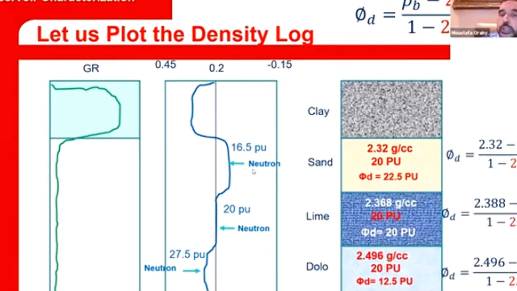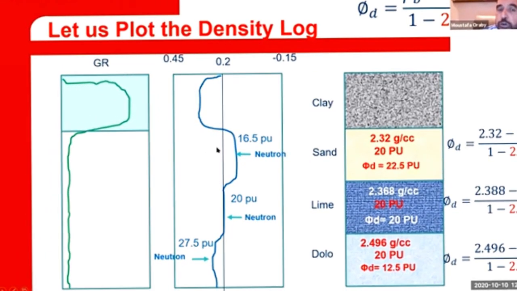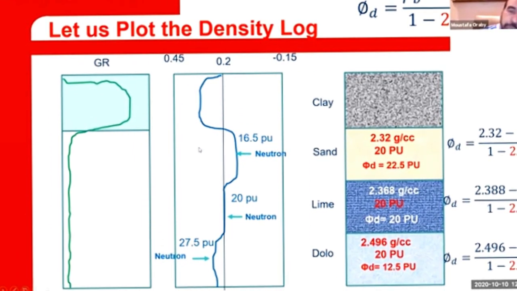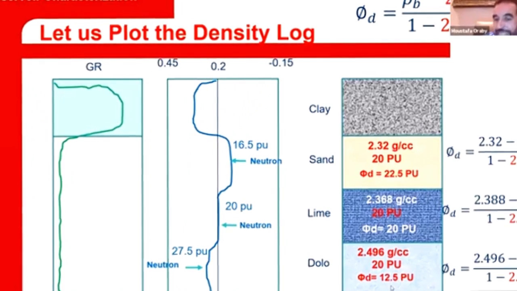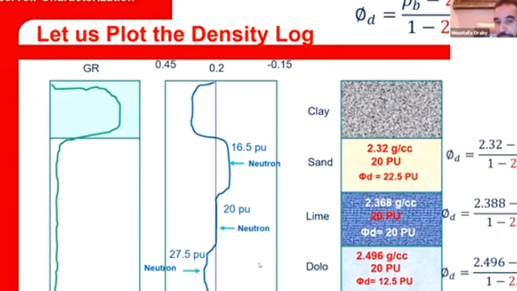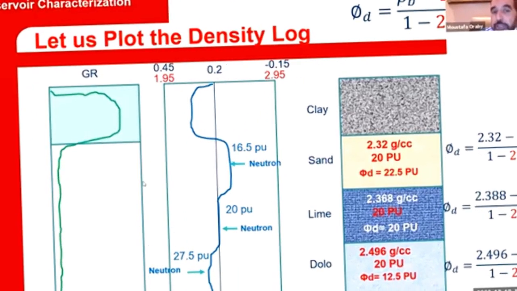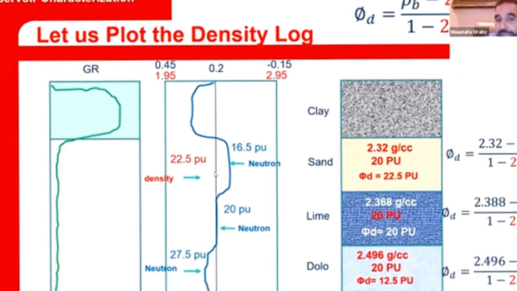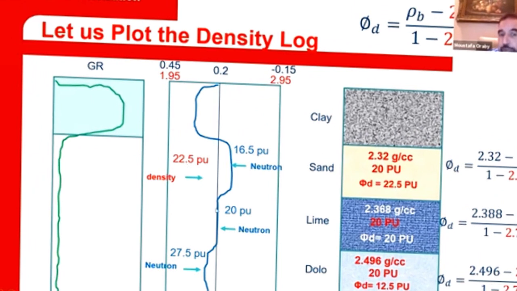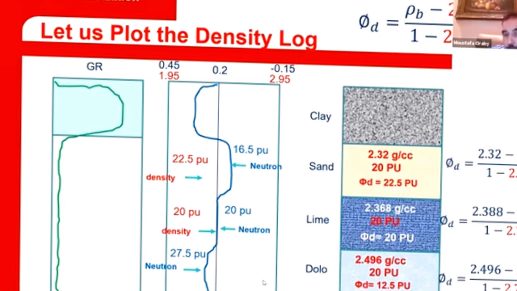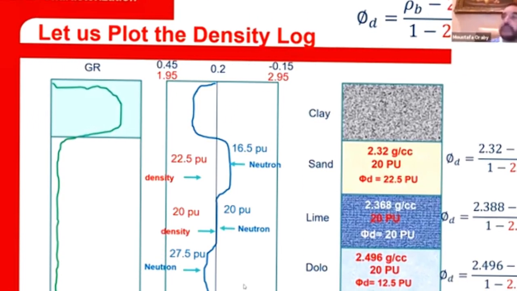So where should it be? Should it be in this section or in that section? Is it higher than 22 or lower? It's higher than 22, so it should be in this section. How about the 20? It will be exactly over the 20. How about this one? It's less than 20, so it should be in that section. So the density porosity here for the sand will be higher. It will be in this zone, 22.5. For the lime, it will be over it, 20 PU. For the dolomite, it will be less, so it will be in this.